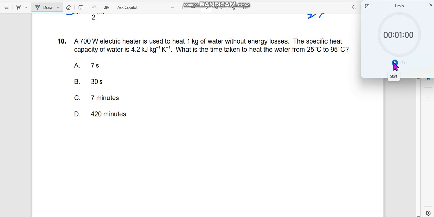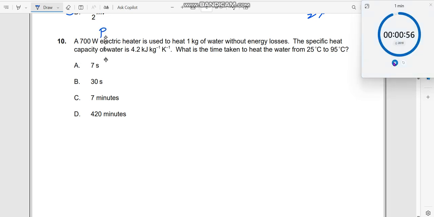Question number 10, this is a direct question. A 700 watt electric heater, power is given here, is used to heat a mass of 1 kg of water without energy losses. The specific heat capacity of water, C, is known to you. The time taken to heat the water from 25 to 95 degrees centigrade, delta T, is also given to you. Okay, so therefore, how do you write?